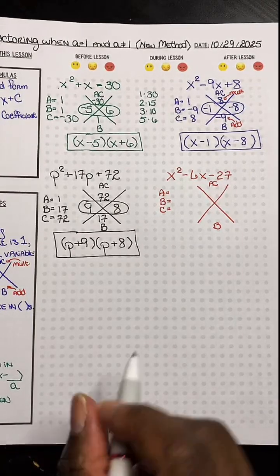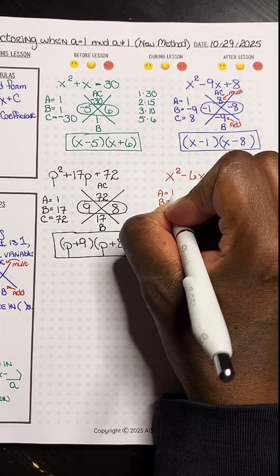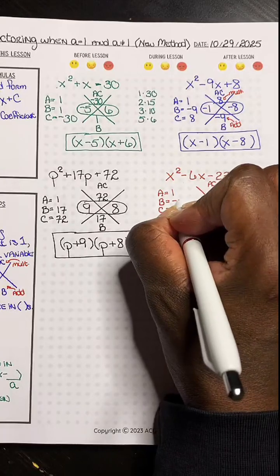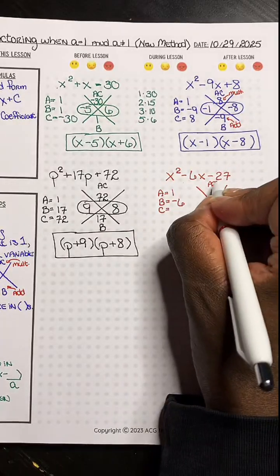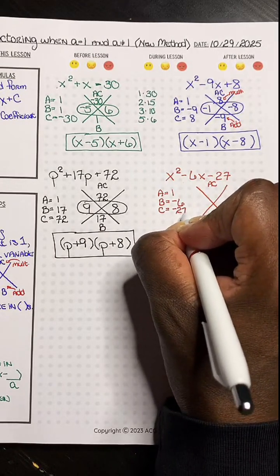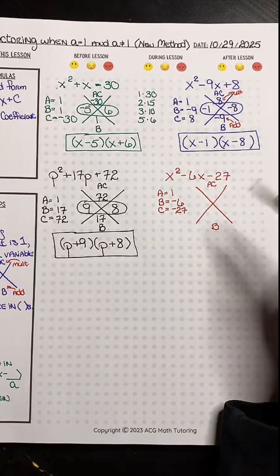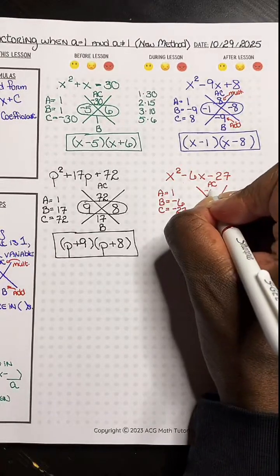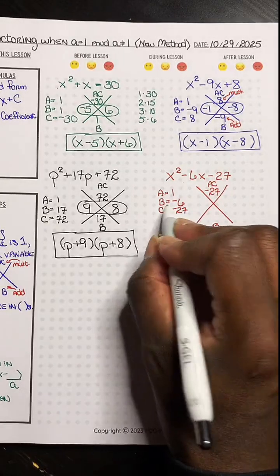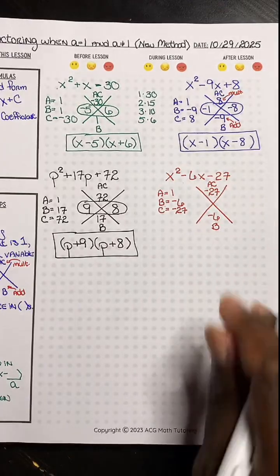So when we're taking a look, my A is what's in front of the x squared, that's a 1. My B is what's in front of the x, so that's a -6. And my C is the constant, which is a -27. Multiply your A and your C, you will get a -27. Rewrite your B, put it underneath, that would be a -6.